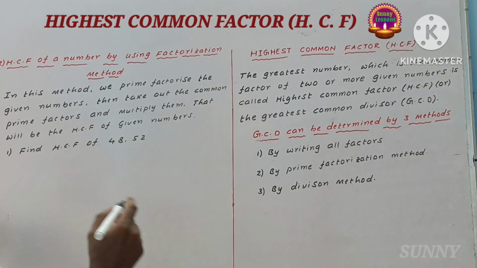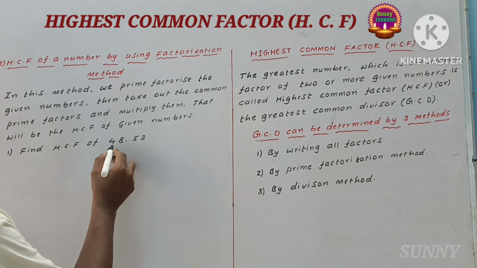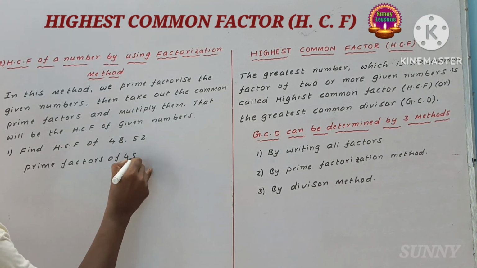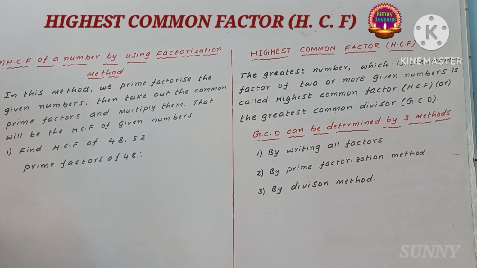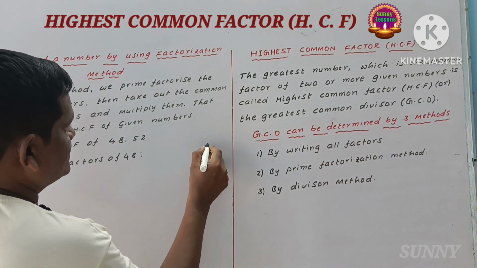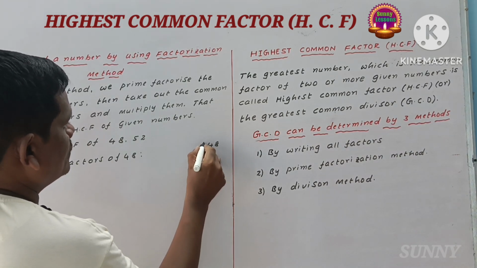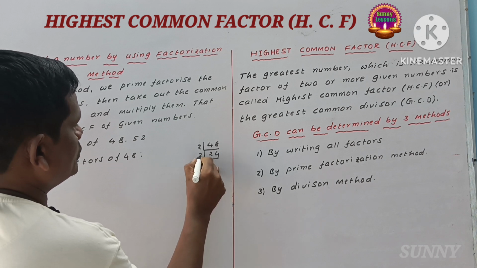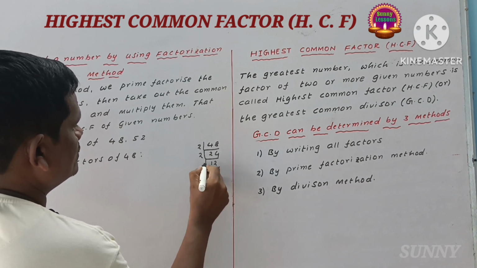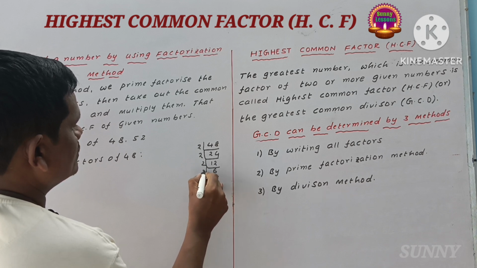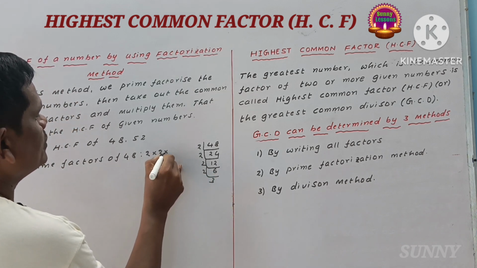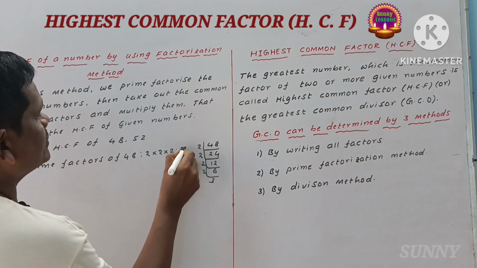Let us take an example. Find the HCF of 48 and 52. Write the prime factors of 48. What are the prime factors of 48? 2 24s, 2 12s, 2 6s, 2 3s. So 2 into 2 into 2 into 2 into 3.